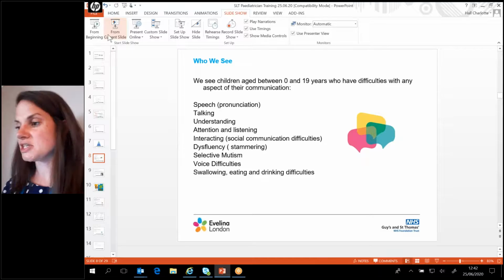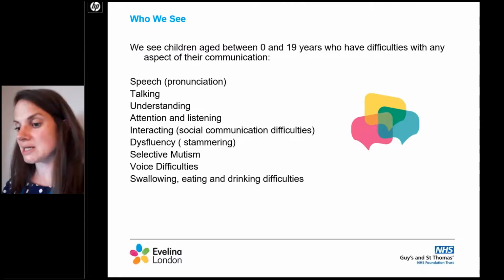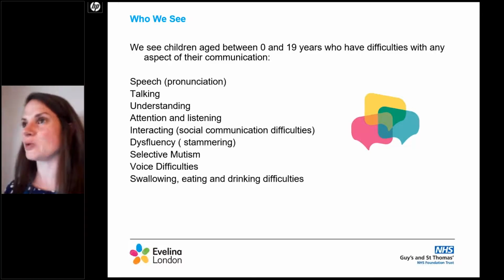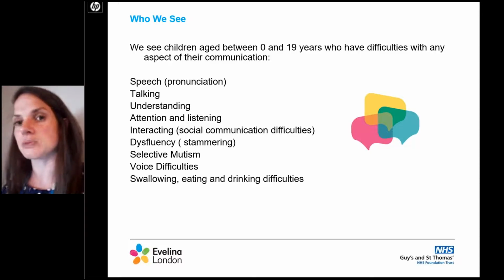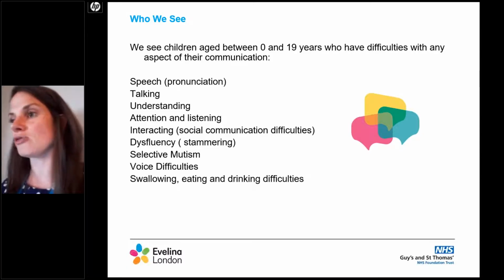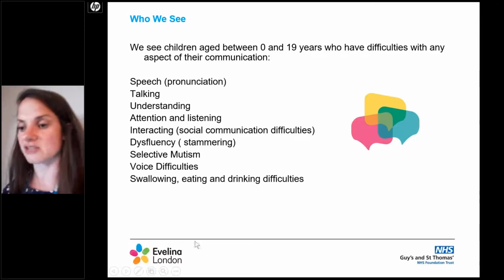So this is the list of the kind of children that we might be working with as a speech and language therapist. As I said before, I don't know what you guys have heard already, but I work for Evelina London Community Speech and Language Therapy Team. We cover the boroughs of Lambeth and Southwark, and I'm going to be telling you a bit about what we offer, but it will be very similar in different parts of London as well.